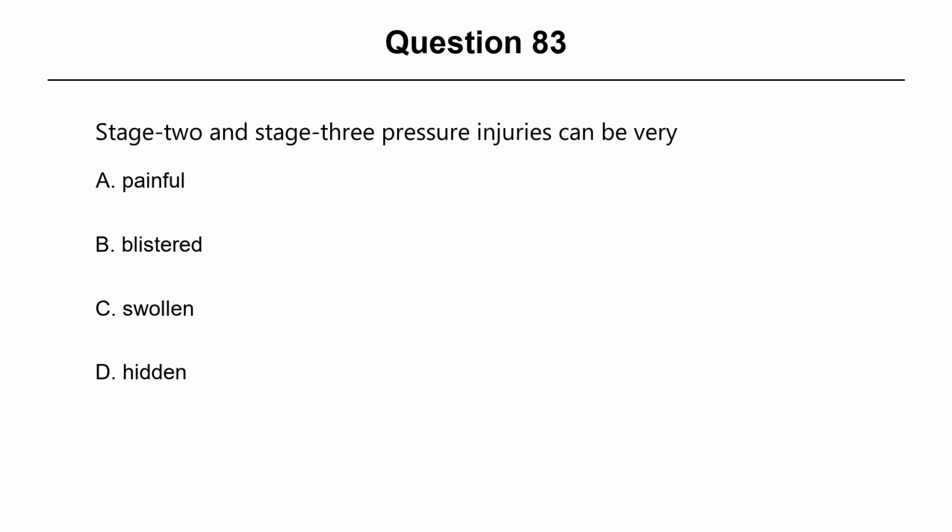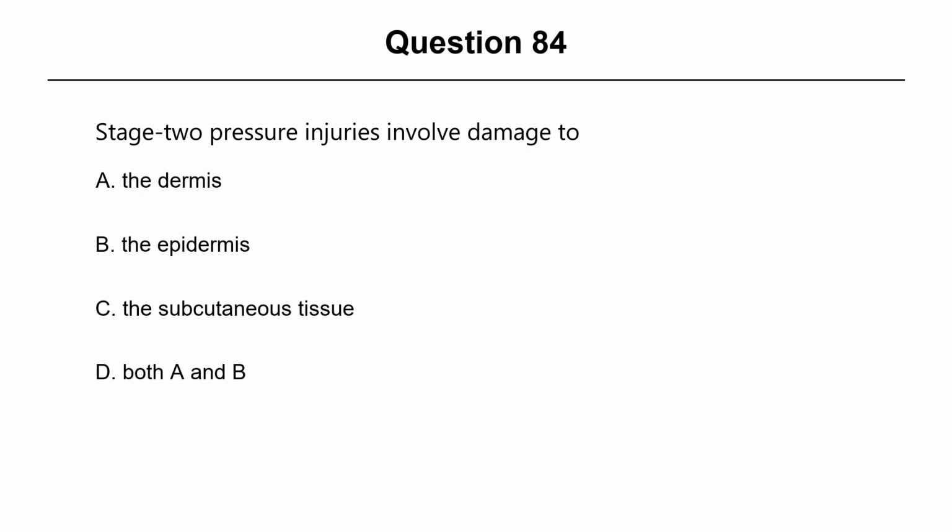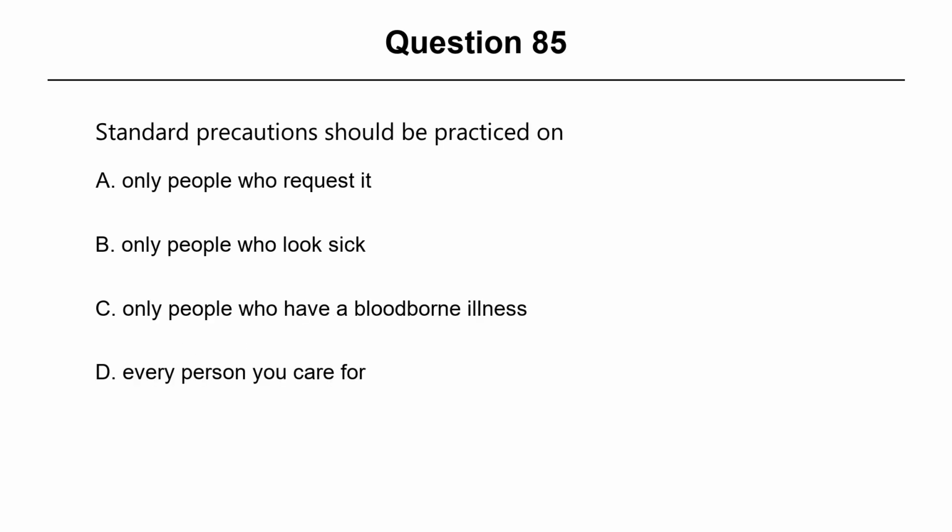Stage 2 and Stage 3 pressure injuries can be very: Option A, painful. Option B, blistered. Option C, swollen. Option D, hidden. The correct answer is option A, painful. Question 84. Stage 2 pressure injuries involve damage to: Option A, the dermis. Option B, the epidermis. Option C, the subcutaneous tissue. Option D, both A and B. The correct answer is option D, both A and B. Question 85.